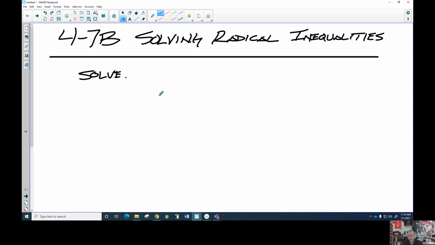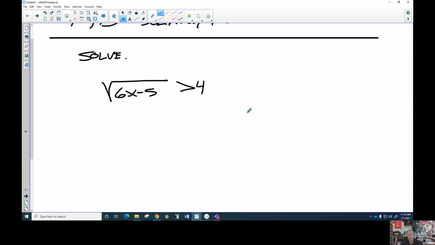The idea behind these, we'll have something now like this, where we're told to solve, given the square root of 6x minus 5 is greater than 4. Now we can go ahead and solve just as if this was an equal sign to start. This is the first step I call finding your possible solutions.